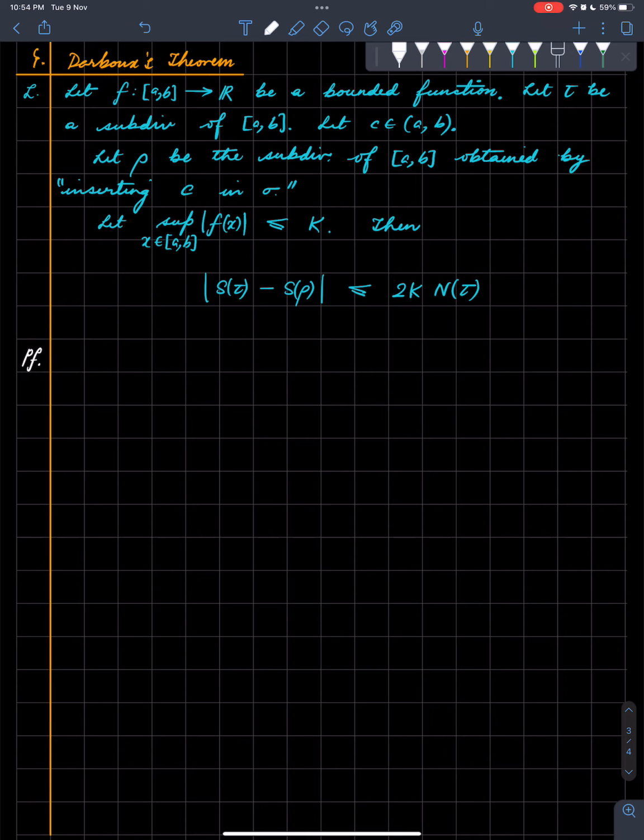So let tau be equal to a naught up to an, and if c is equal to ai for some i, then tau equals rho, and therefore we are done.